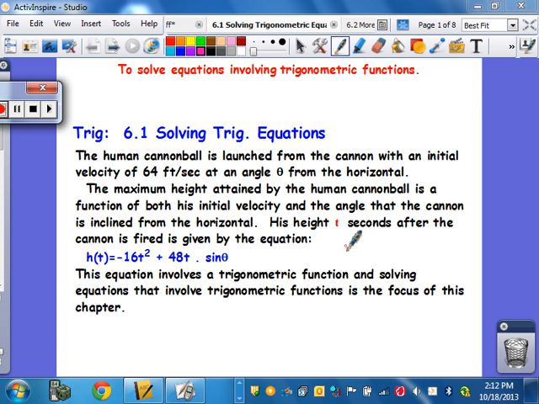Okay, welcome to Chapter 6, another one of my favorite chapters of Trig. We're going to solve trig equations throughout this whole thing. And you have kind of done this before, but we're going to take it to a whole new level. Okay, so when are we ever going to use it?